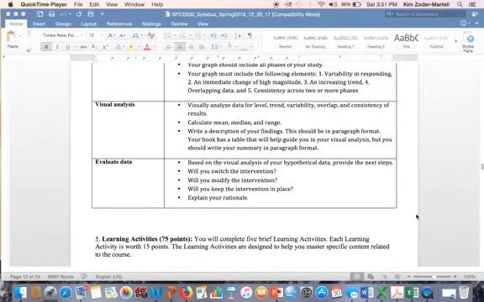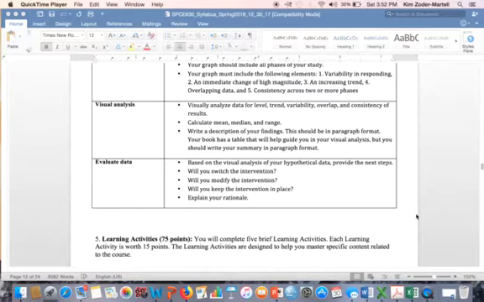During the next week, you are going to provide a visual analysis. So you should write in paragraph format a visual analysis for your data for level, trend, variability, overlap, and the consistency of results. You might also talk about the immediacy of change and the magnitude of change. This should read similar to what you would read in any research article that uses a single case research design in the results section. You should calculate the mean, median, and range for each phase, and make sure that your description is in paragraph format.